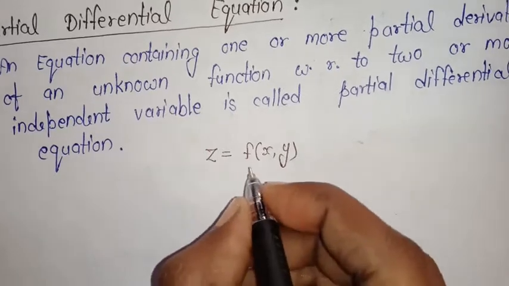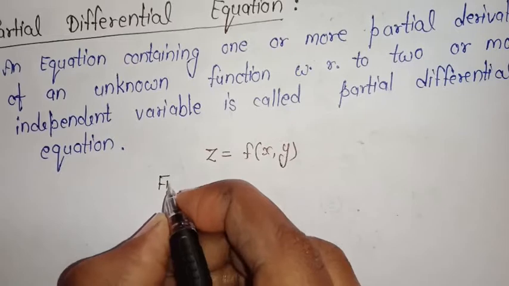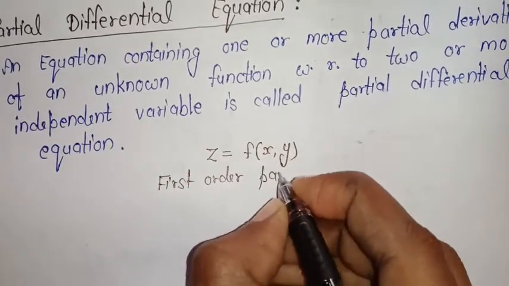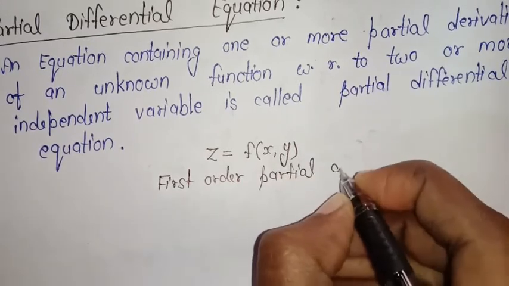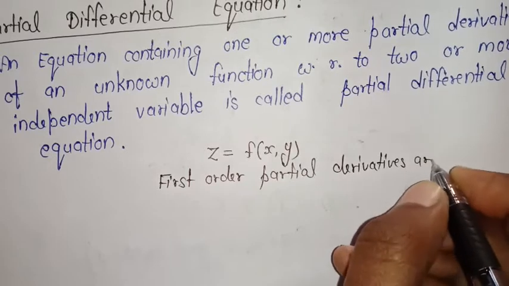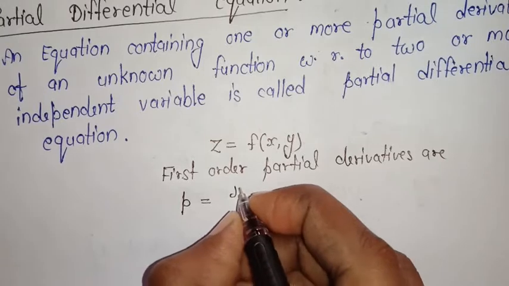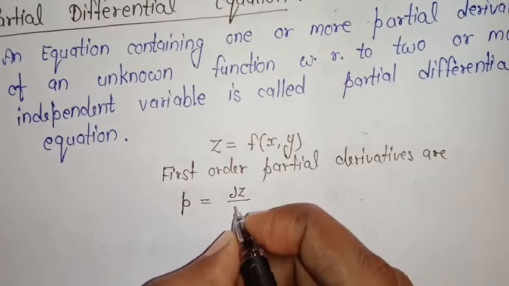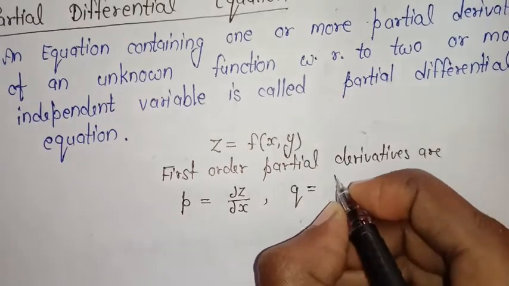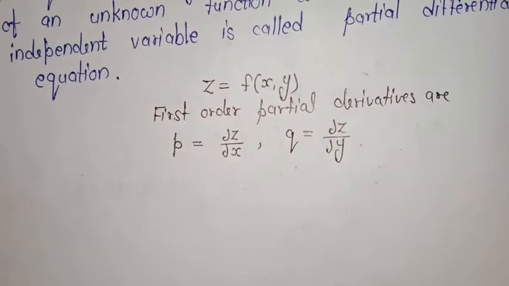Now, if I write the first order partial derivatives for this function, then the first order partial derivatives are: p is equal to ∂z/∂x, this is denoted by P. It is the partial derivative of z with respect to x. And we write q is equal to ∂z/∂y. Now, these are the first partial derivatives.